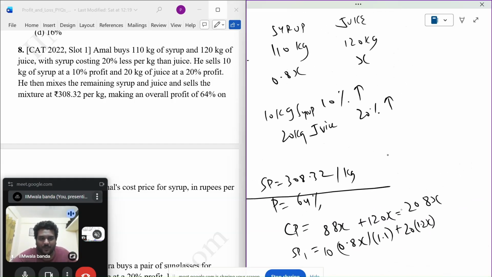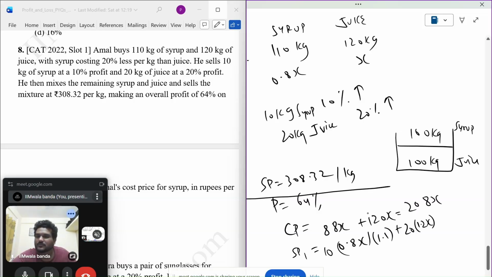Now what is happening? Just bear with the question for a while. He sold 10 kgs, he sold 20 kgs. So he's left now with 100 kgs of syrup, and he's left with 100 kg of juice. And he's making overall 64% profit. So I need SP2 also now. Now he's gonna sell this mixture, right? So he sold it at, okay.